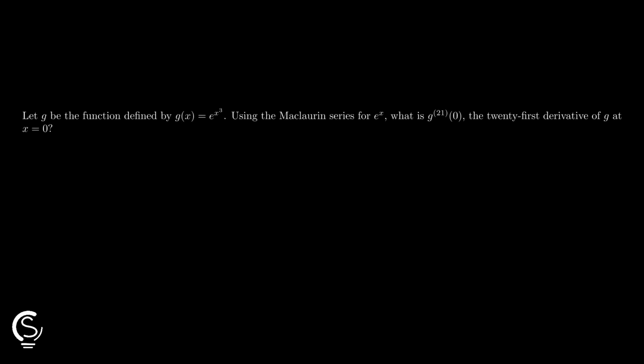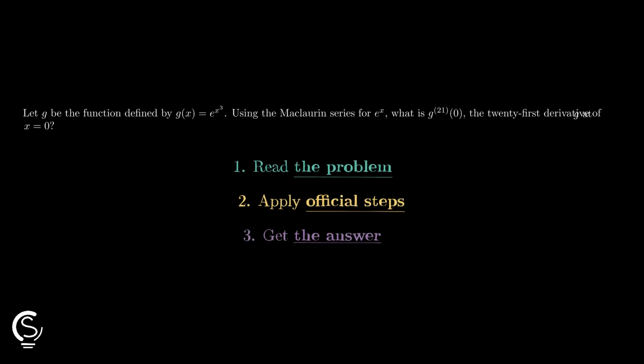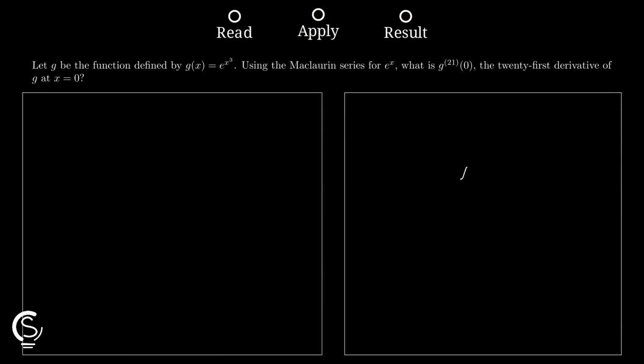Finding the 21st derivative of this exponential function seems impossible, but we can solve it instantly using Maclaurin series. Let's break this down right now. Start with the standard series for e to the power of x. We substitute x cubed into that formula to get the specific power series expansion for our function.